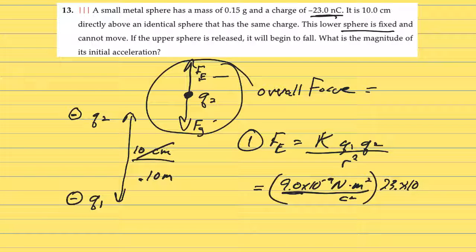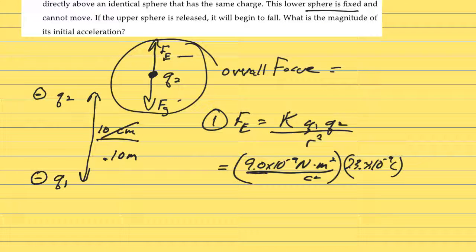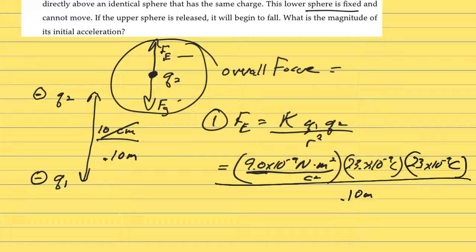23 times 10 to the, it's nano again, so negative 9 coulombs. And I didn't leave myself enough room. Shocker. I have another 23 times 10 to the negative 9 coulombs. And that's all over 0.1 meters. But remember, you got to square that. Throw that in your calculator, and you're going to get about 4.76 times 10 to the negative 4. I hope you guys are doing these at home so you know your calculators are working. So that's my force up.